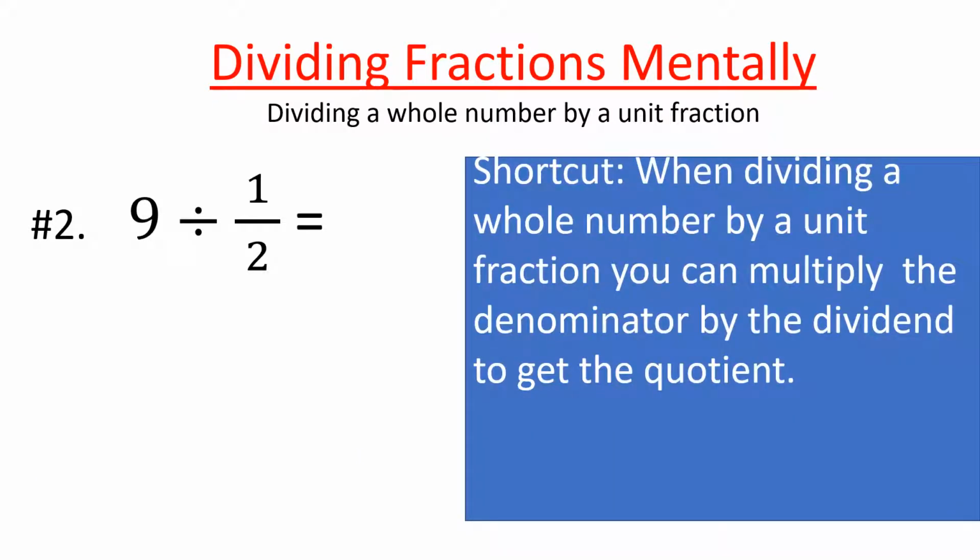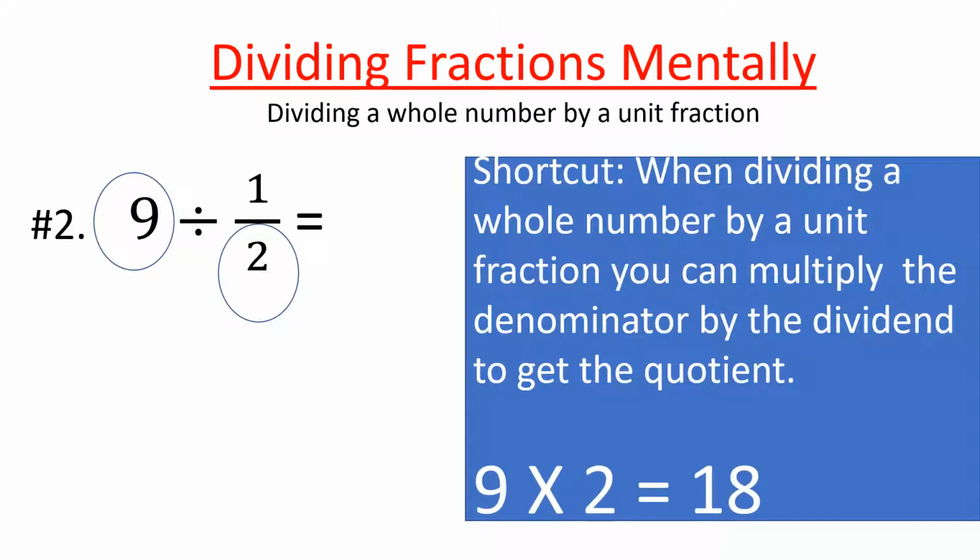Now, let's use our shortcut strategy. And remember our shortcut, when dividing a whole number by a unit fraction, you can multiply the denominator by the dividend to get the quotient. So if we take 9 and we multiply that by 2, we get an answer of 18. And that is the same answer that we got using the first strategy.